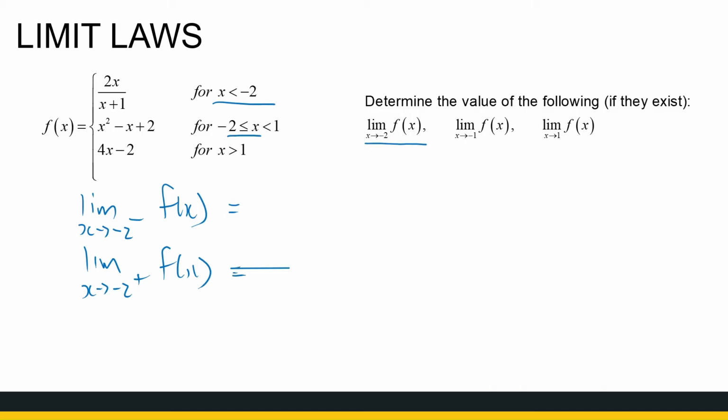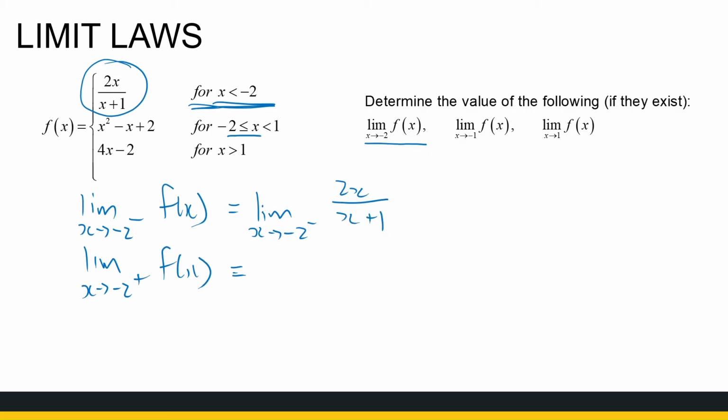So let's take a look. As x approaches -2 from the negative side, that's x values less than -2. So this is the function we're looking at. We're looking at the limit as x approaches -2 from the negative side. My function is 2x over x plus 1.